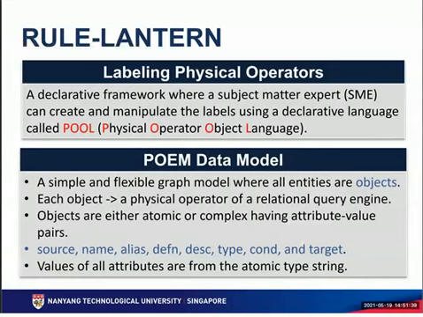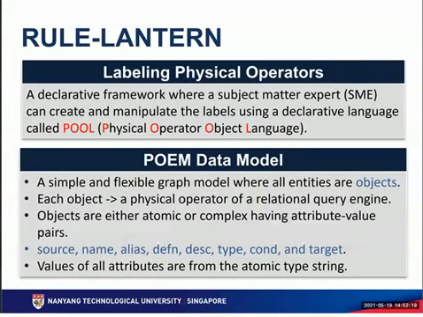Let me elaborate on that. The source refers to the specific relational engine that the operator belongs to. The name refers to the name of a physical operator in the source. And the type captures whether it is a unary or binary operator. Alias is an optional alternative name for an operator. The definition attribute stores the definition of an operator. The description attribute stores an NL description of the operation performed by an operator. Note that there can be multiple descriptions for the same operator object.